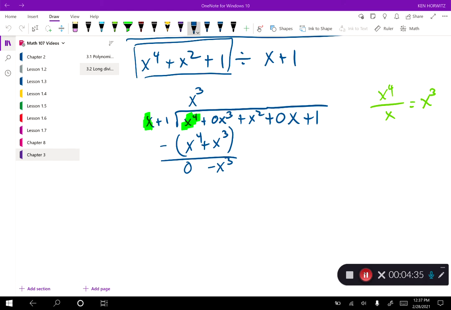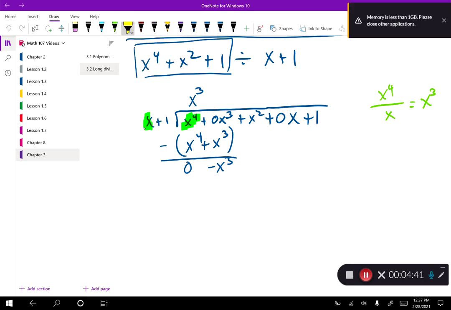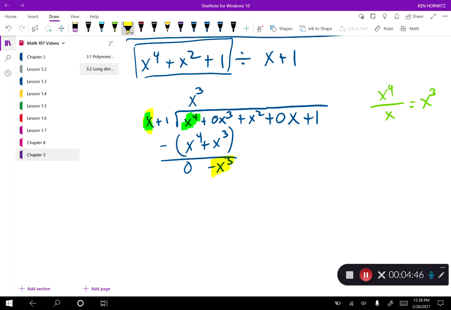Now we're going to take a look at this, and the question is, how many times does x go into negative x cubed? Again, if you need a little scratch work, you can say negative x cubed divided by x, and wind up with negative x squared. So I'm going to say that this would be negative x squared. I try to keep my column straight. I probably could have put this over the x cubed.